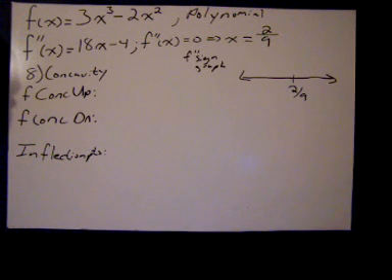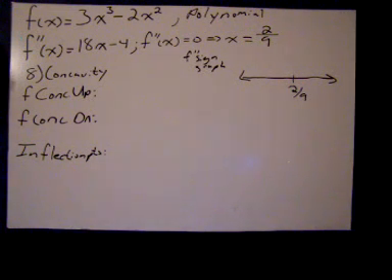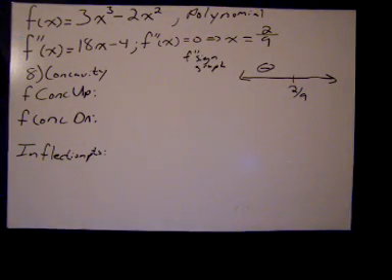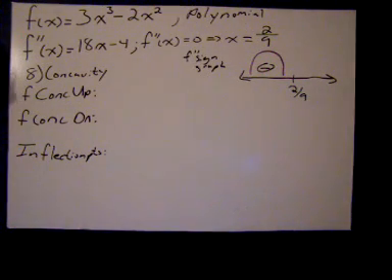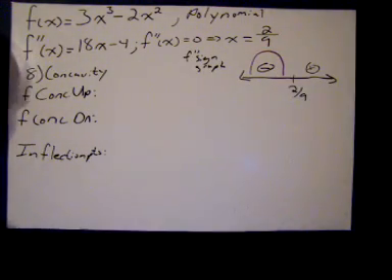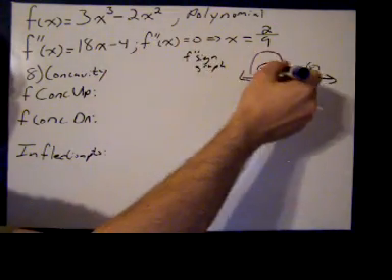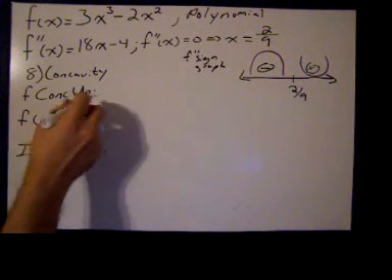Now we test the regions of the number line: to the left of 2/9 and to the right of 2/9. To the left of 2/9, if I put 0 or any number to the left of 2/9 into the second derivative, I get a negative number. That tells us that since the second derivative is negative in that region, the original function is concave down. To the right of 2/9, the second derivative is a positive number. And that tells us that to the right of 2/9, the original function 3x cubed minus 2x squared is concave up. So that was pretty straightforward. It's not a very complicated function.